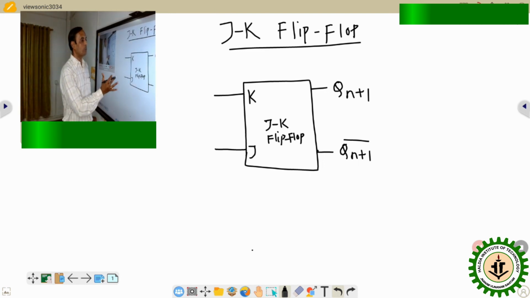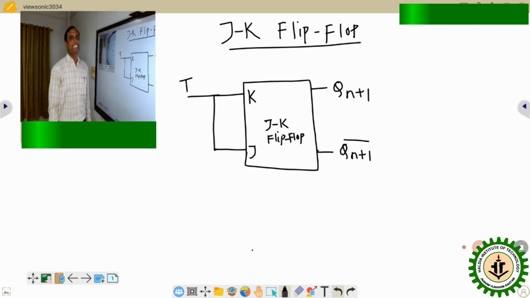Here I am considering that this is a JK flip-flop. That means inside this JK flip-flop, the circuit diagram I have drawn previously is present. Now, instead of two inputs, we have to short these two inputs and design a single input, and that single input is named T. The name T comes from the word toggle.